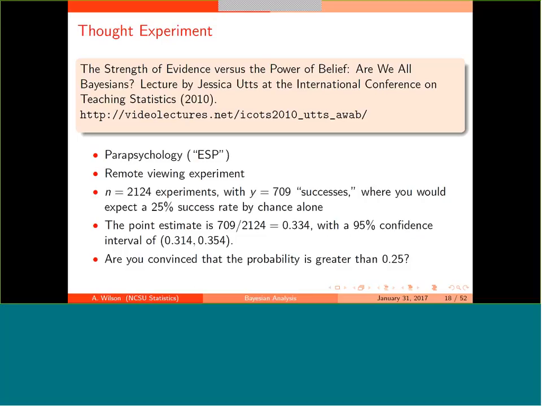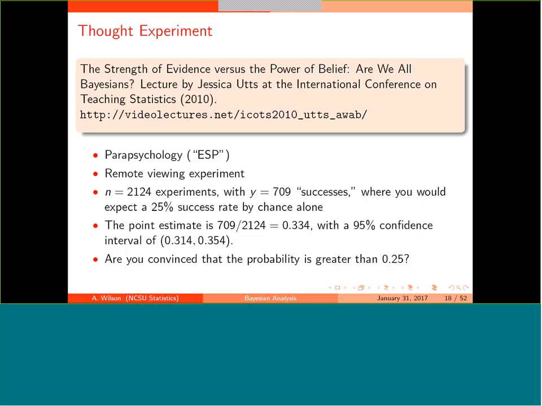And so what is sketched by the receiver is scored by expert raters to see which of the 4 pictures in the packet it most closely resembles. And so if you think about this, this is an experiment that's set up so that you would expect a 25% success rate by chance alone. And if you take a look, there have been many of these experiments, and so in the collection of data, there are roughly 2,124 experiments, and 709 have been successes.